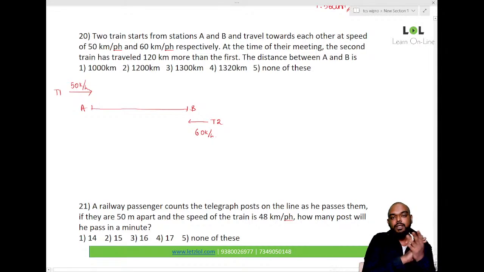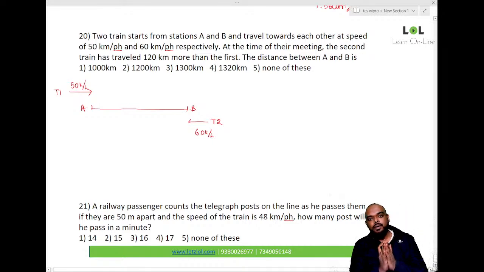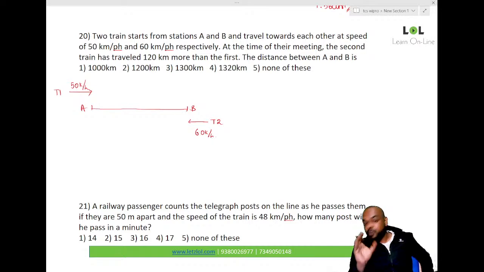Achha. So we need to calculate the distance between A and B. Now guys, understand one thing. Can anybody tell me which factor is the same here for both the trains? No, Sangram, they are not traveling the same distance. Time, perfect Anirudh. The time is the same. Both are traveling for the same time.